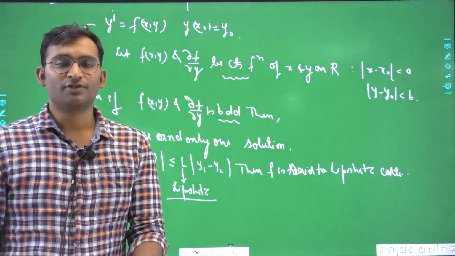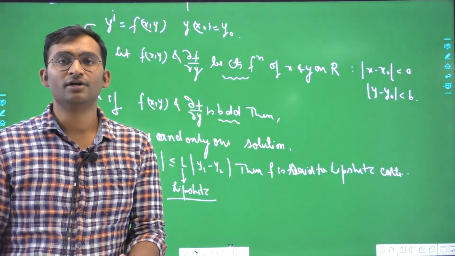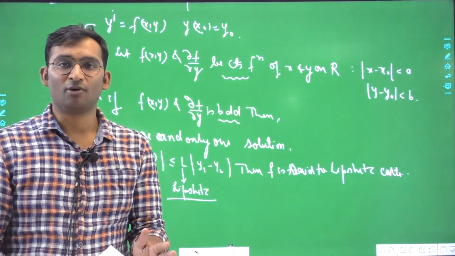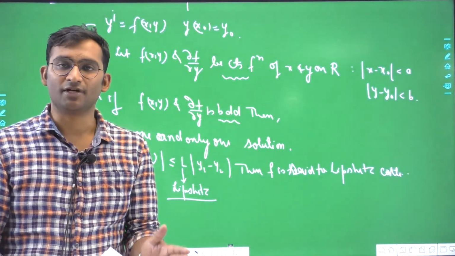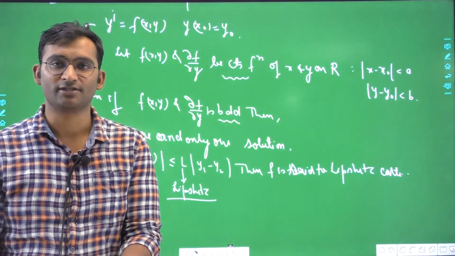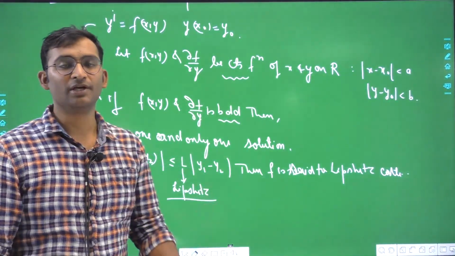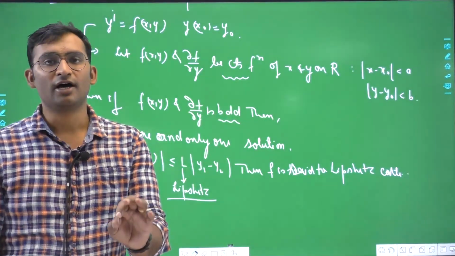In most of the textbooks, you'll also find a Lipschitz condition, that is a weaker condition than the continuity and boundedness of del f upon del y. So del f upon del y being bounded is replaced by a weaker condition called Lipschitz continuity. So if you have these conditions, then you have a unique solution to the IVP.